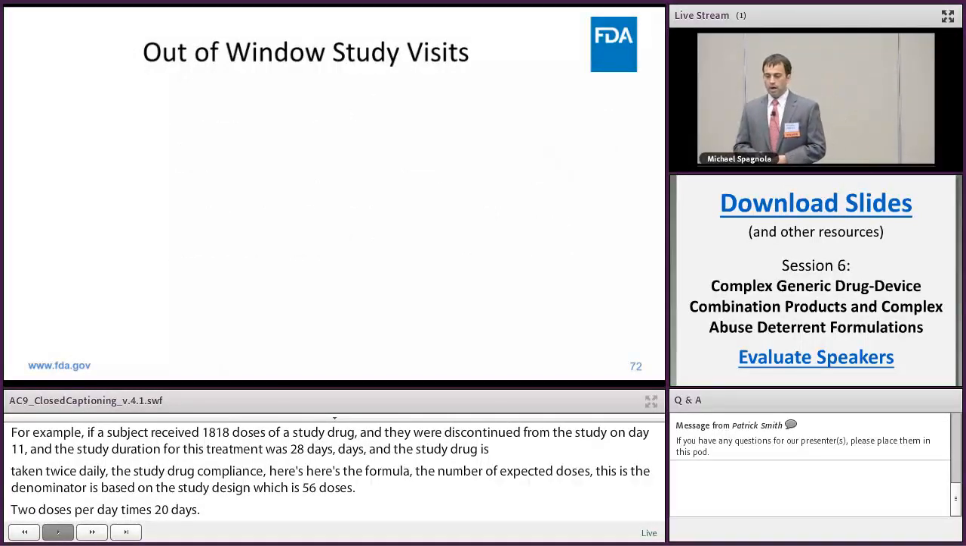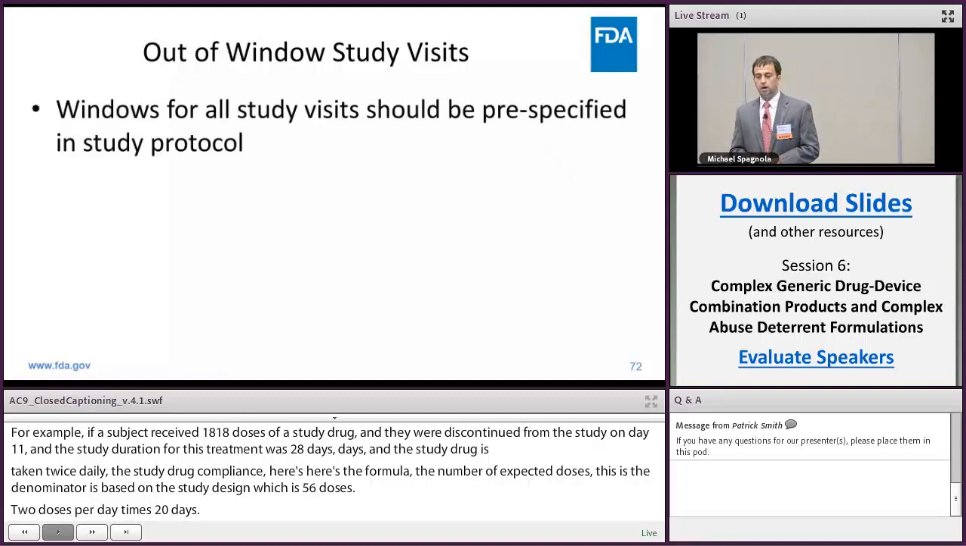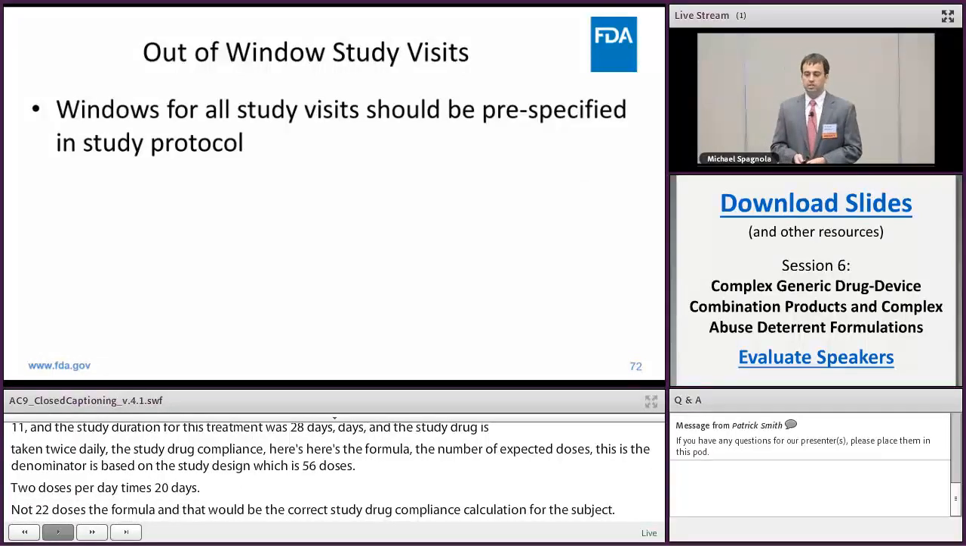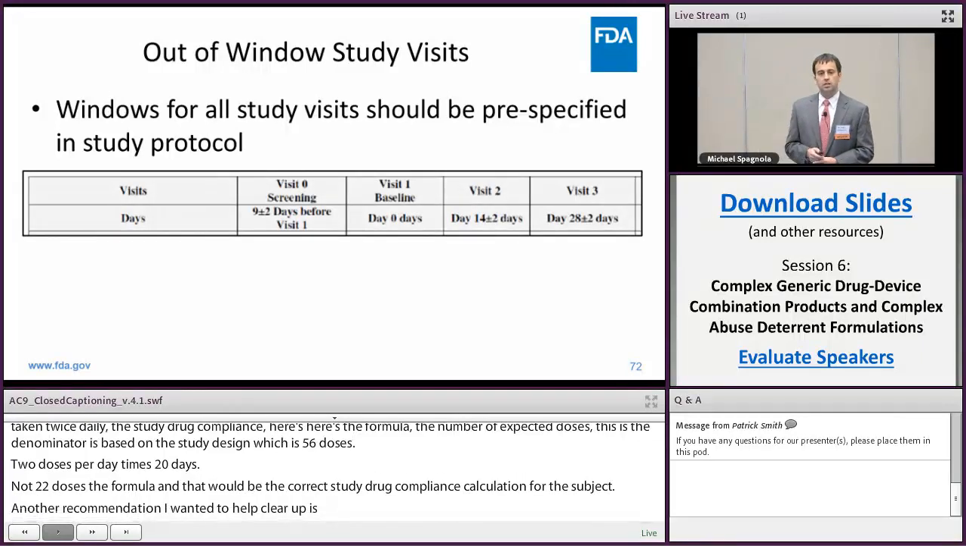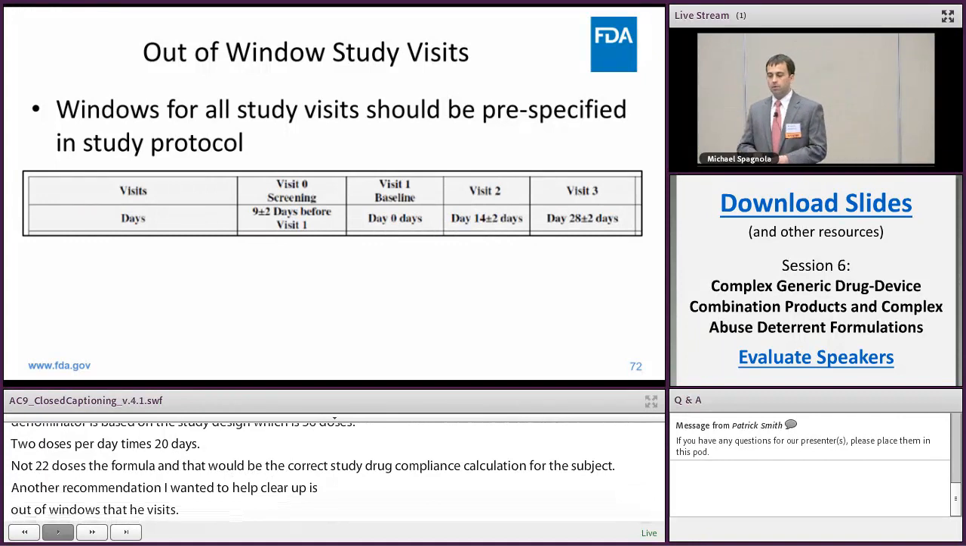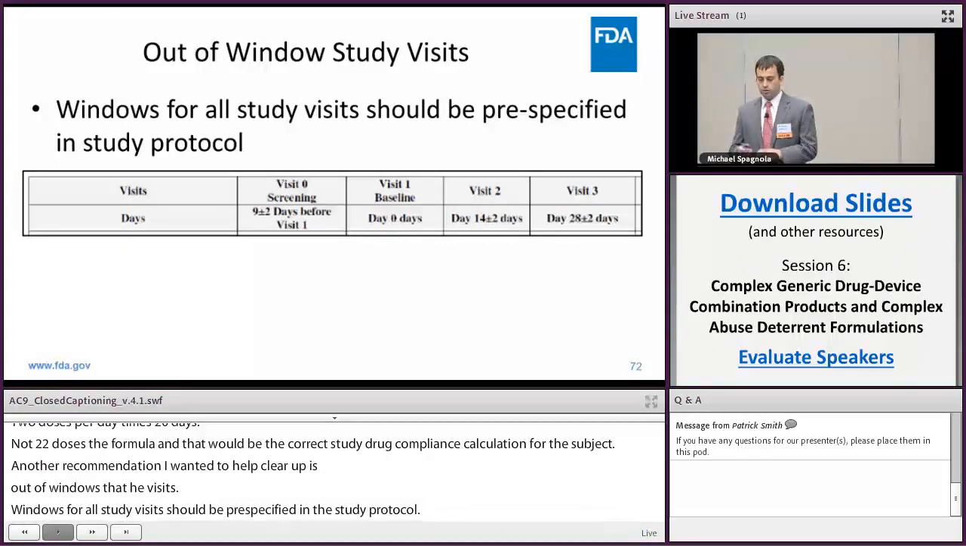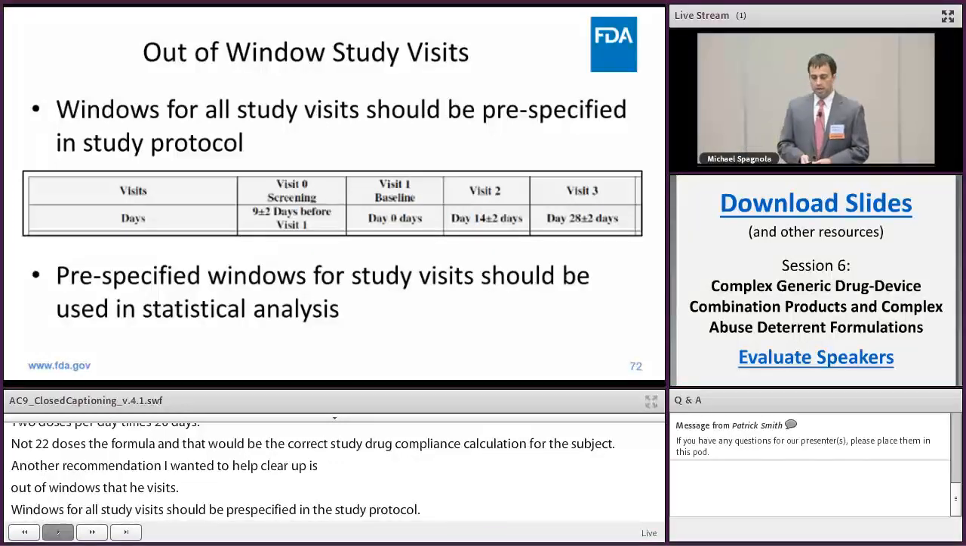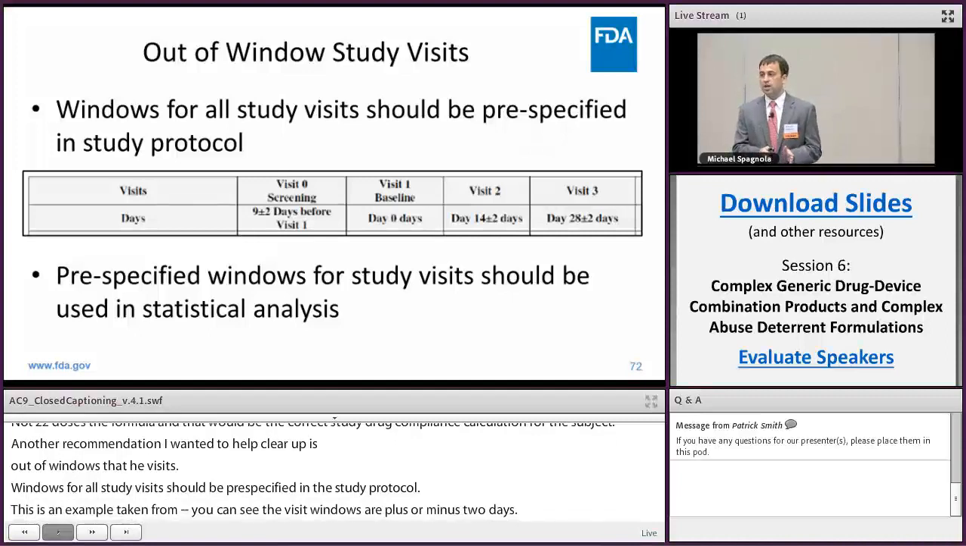Another recommendation I want to help clear up is out-of-window study visits. Windows for all study visits should be pre-specified in the study protocol. This is an example taken not from an actual ANDA, but you can see that the visit windows are plus or minus 2 days. It's important that these are pre-specified and that whatever is pre-specified should stay constant and consistent and be used in the statistical analysis. They should not change after the study has begun.